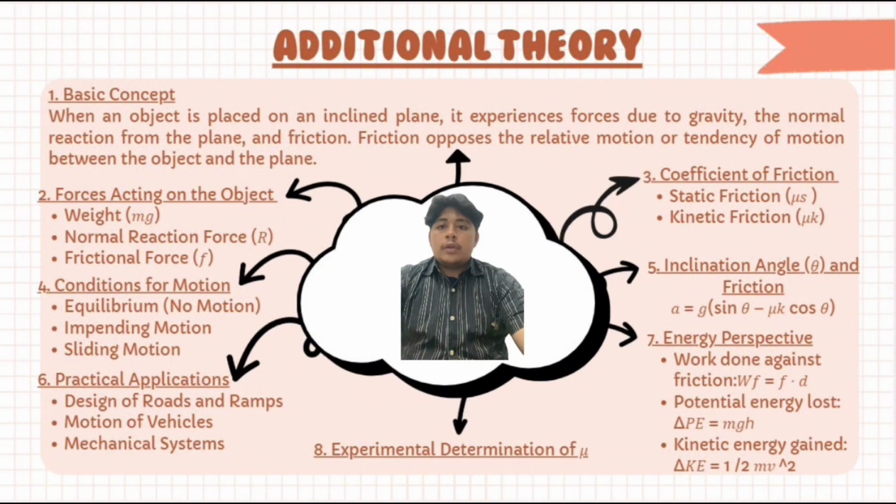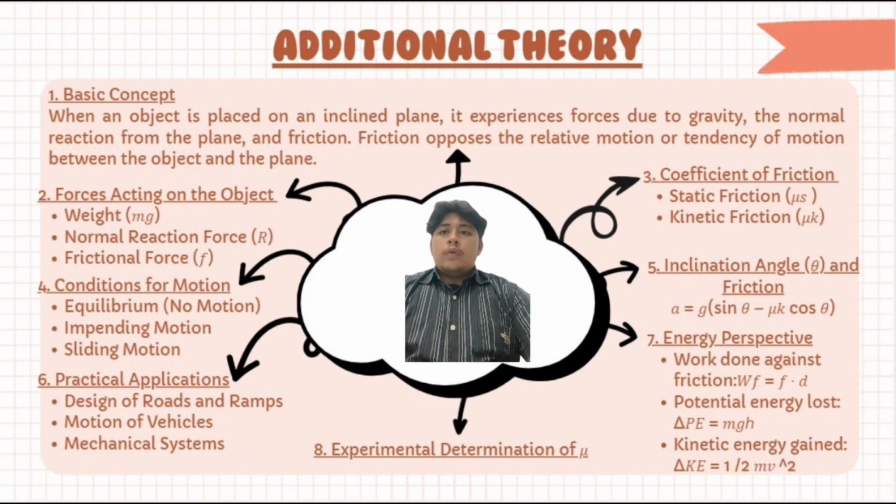Second, forces acting on the object. There are three forces: the weight mg, the normal reaction force R, and the frictional force F. Third, coefficient of friction. The coefficient of friction determines the ratio between the maximum frictional force and the normal force.